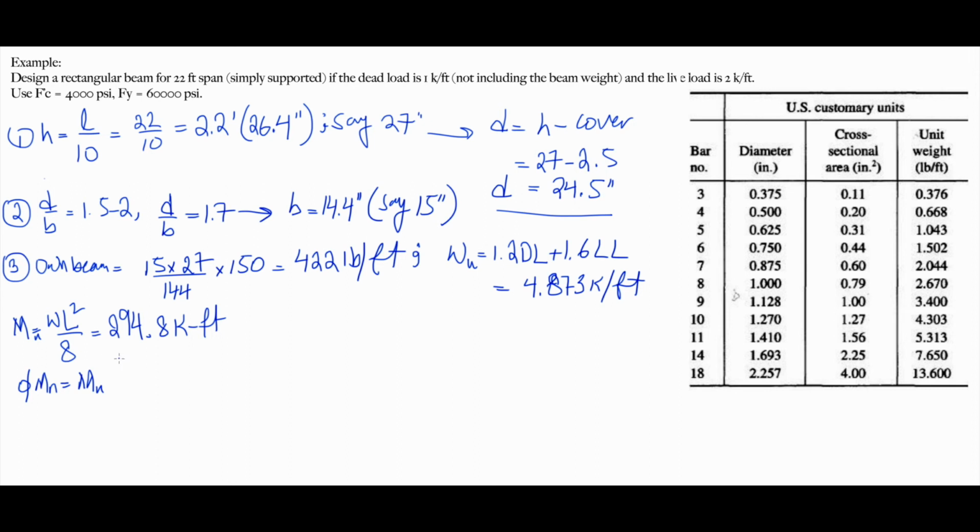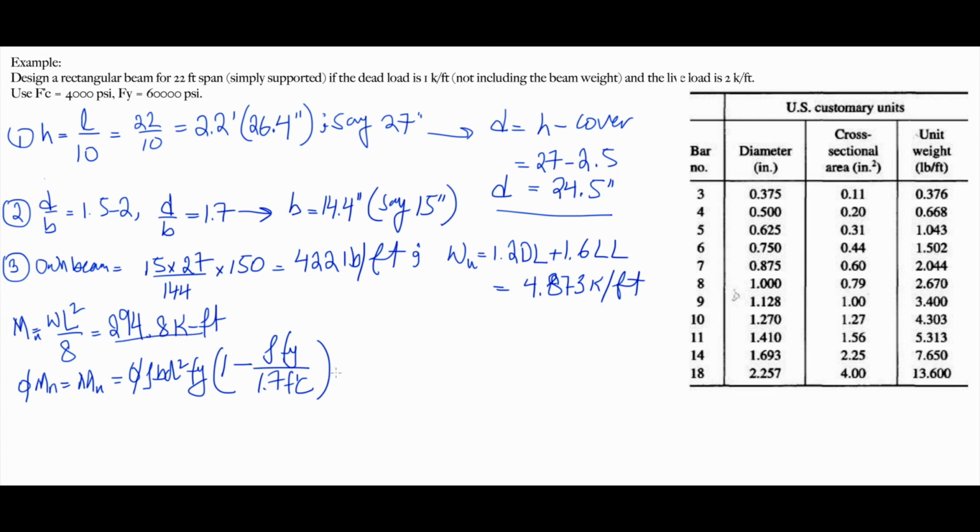Now, starting with phi Mn should equal Mu. That's the demand, and the capacity at least should be equal. It equals the equation that we took, guys, right? Which is phi times rho, which is the percentage of steel, times b d squared, multiplied by Fy, open the parentheses, 1 minus rho Fy divided by 1.7 Fc prime. Phi is 0.9, we know that, right?